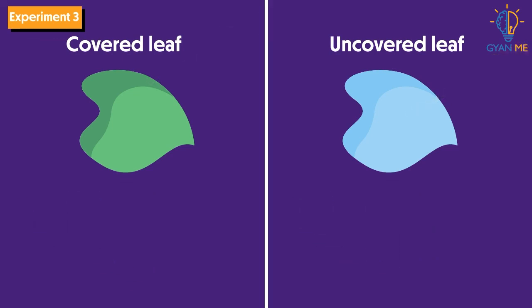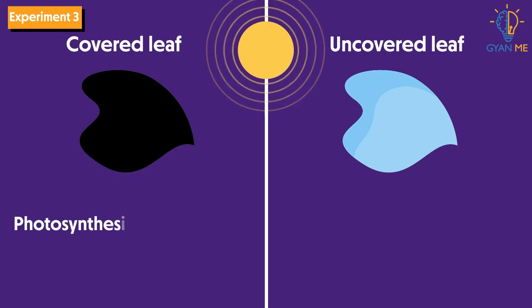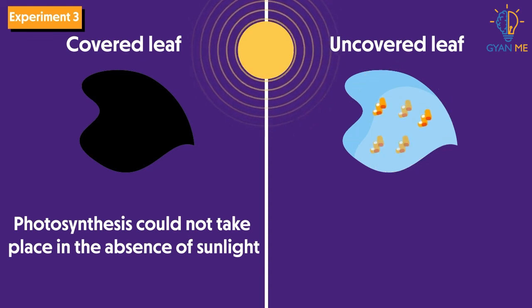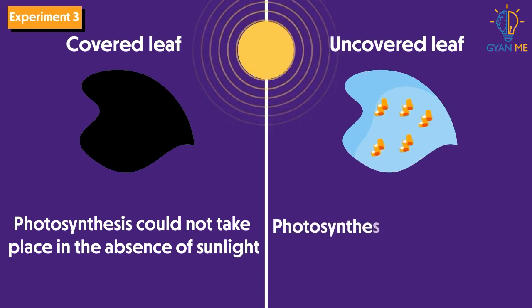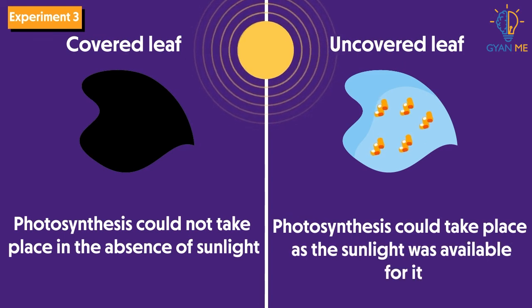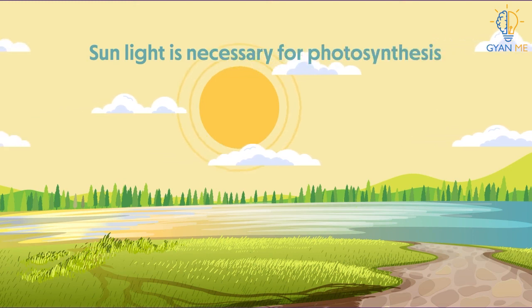We conclude that the covered leaf shows no change in color as the starch could not be synthesized there because photosynthesis could not take place in the absence of sunlight, while the uncovered leaf could synthesize the starch because photosynthesis could take place as the sunlight was available for it. So students, this experiment proves that sunlight is necessary for photosynthesis.